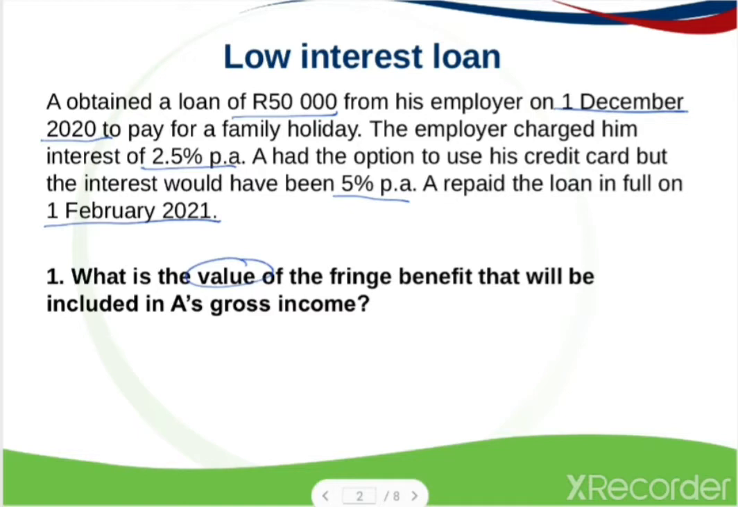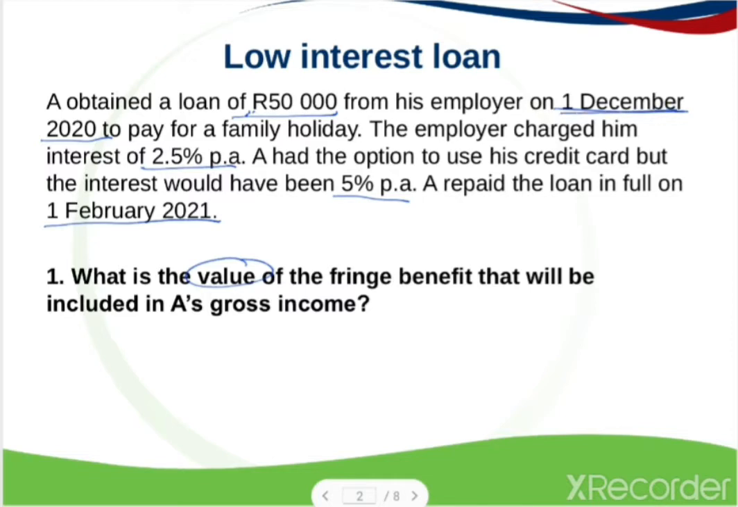So there's a lot of relevant information here, but there's also some information that is not that relevant. The value of the loan, the capital outstanding, is important. You must always check that value, remembering that there's an exclusion if the loan amount is 3,000 rands or less.